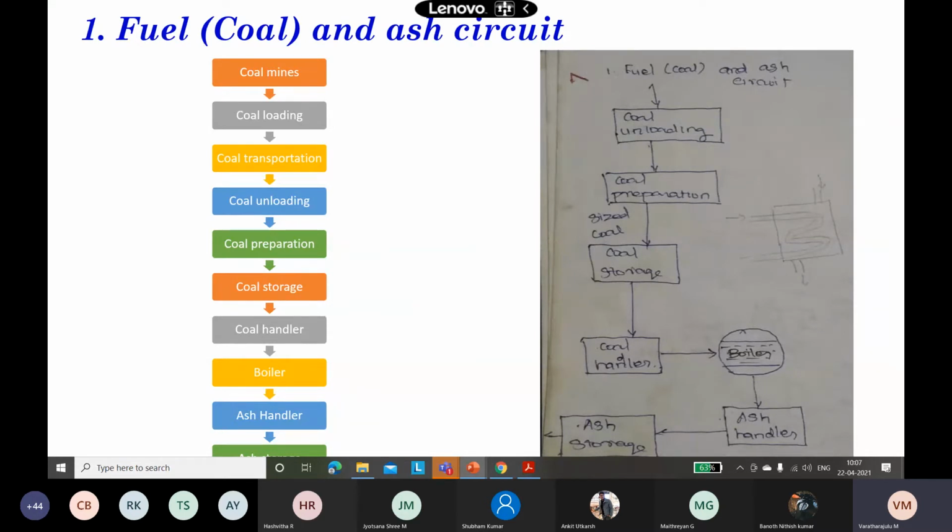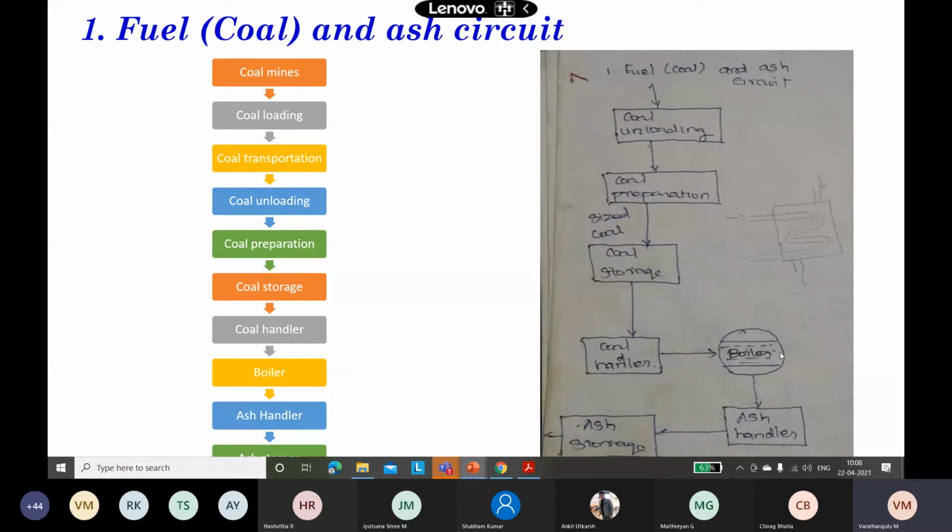And then we need to prepare the coal, because when we get the coal from the coal mines, the size would be different. Therefore, in order to feed it into the boilers, we need to prepare the coal. The size has to be very small, and then the sized coal has to be sent to the coal storage area. We need to store the coal, and then through the handling equipment, belt conveyors are used as a handling device in the boilers in power plants. Therefore the coal has to be handled from the storage area into the boiler.